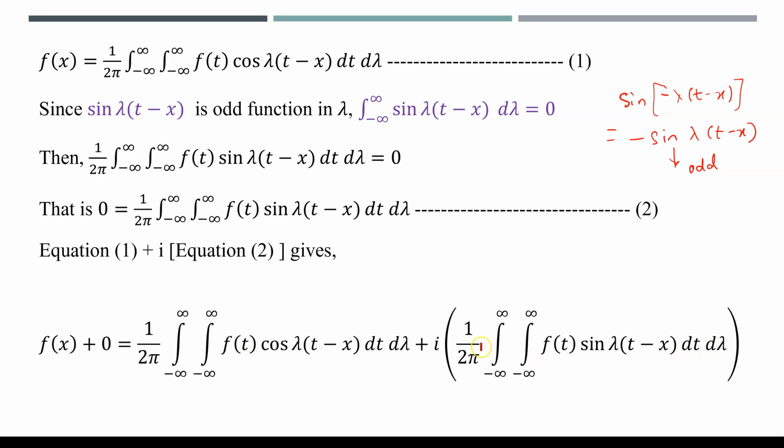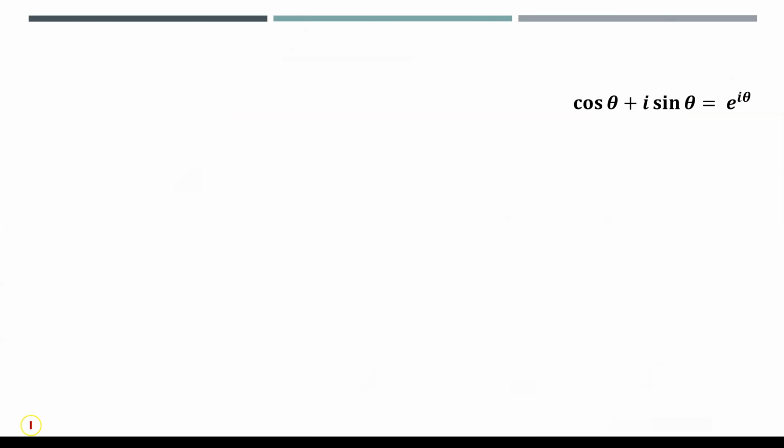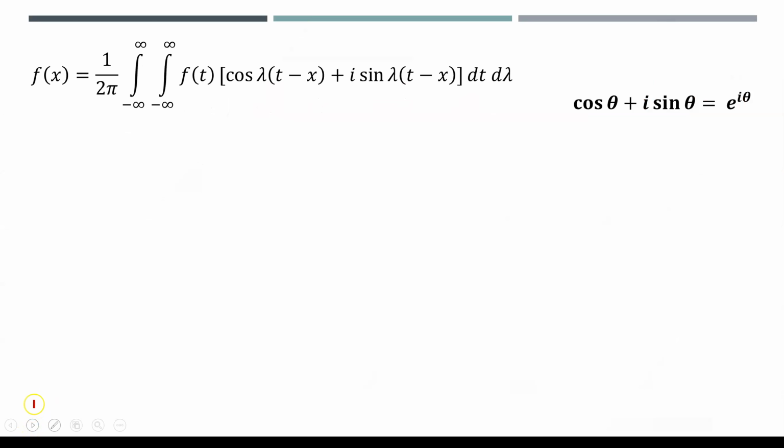Now in both these integrals 1 by 2 pi is the same, the integrals are the same, and the variables are also independent, that means dt d lambda is the same and f of t is also the same. So if we take all these similar terms common, then we can write this sum as 1 by 2 pi integral minus infinity to infinity, integral minus infinity to infinity f of t. We have taken all these terms common, then within the bracket we get cos lambda into t minus x plus I sin lambda into t minus x dt d lambda.